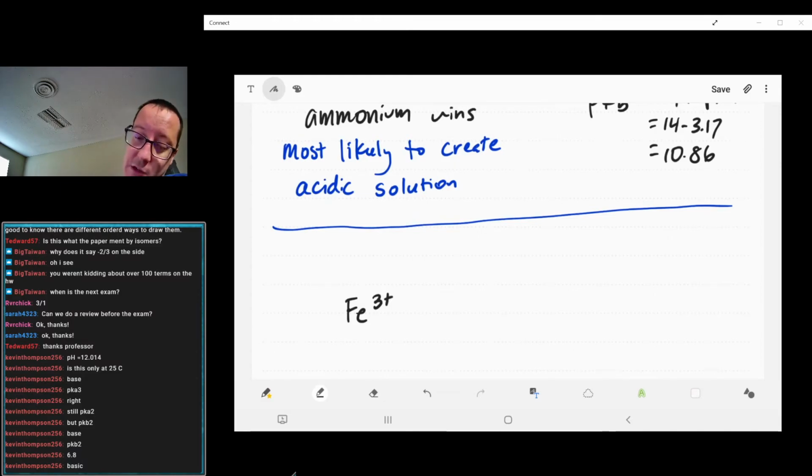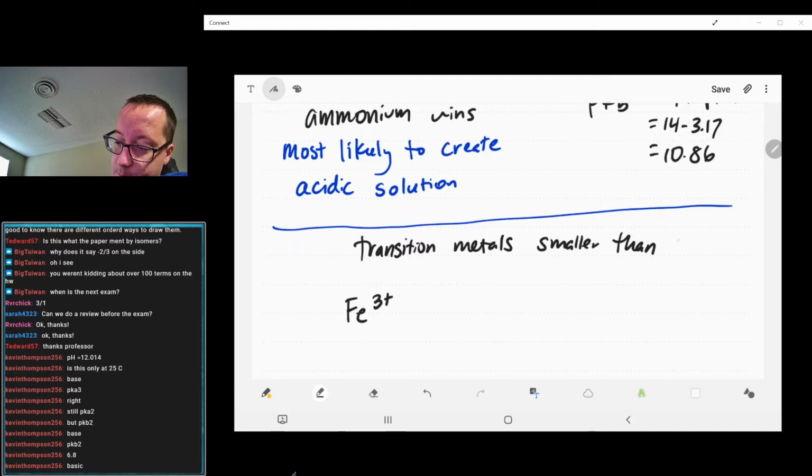We know that transition metals are going to be smaller than main group metals, right? So for example, like potassium, definitely iron is going to be smaller, right? We go further to the right on the periodic table. And we know that the more highly charged we are, the smaller we get as well. So iron 3 is a pretty small and pretty positive ion.